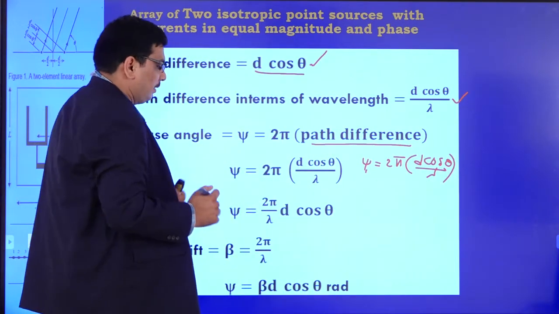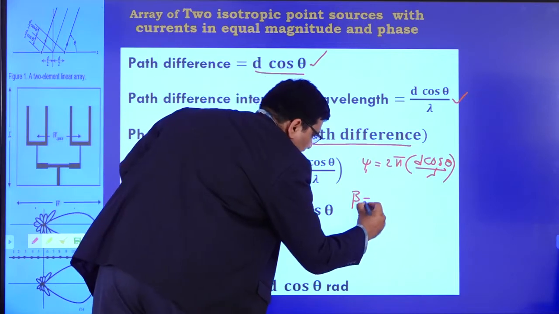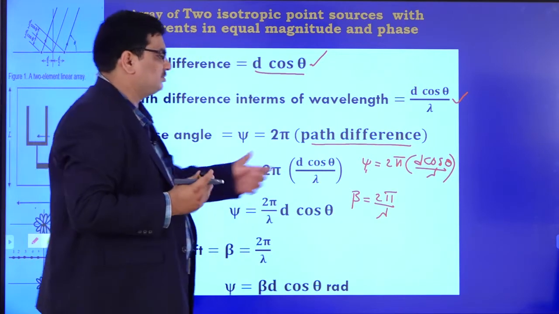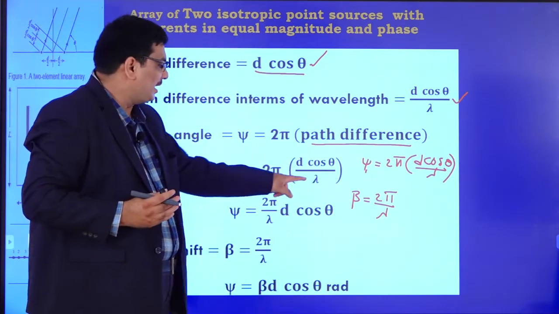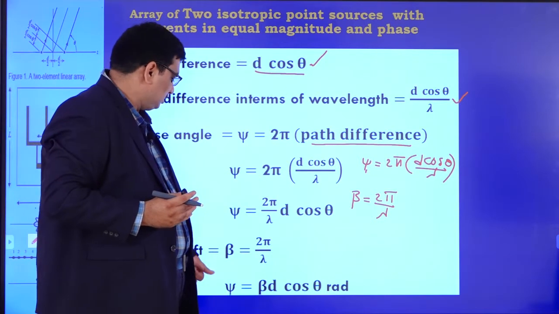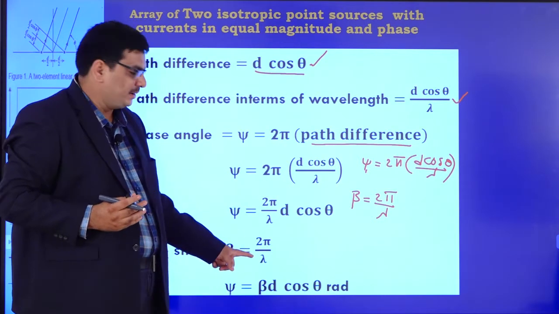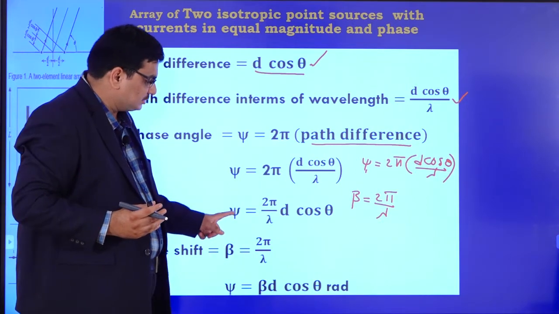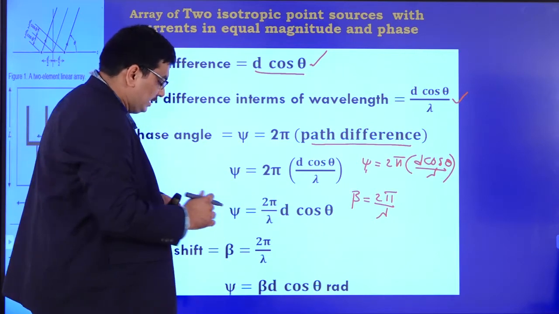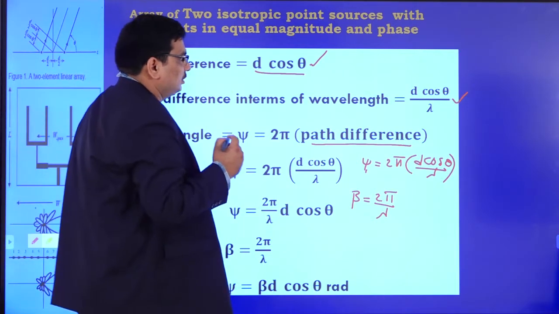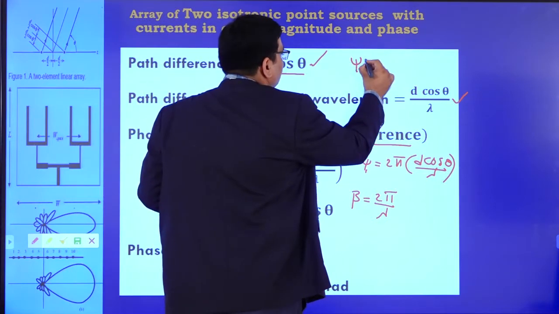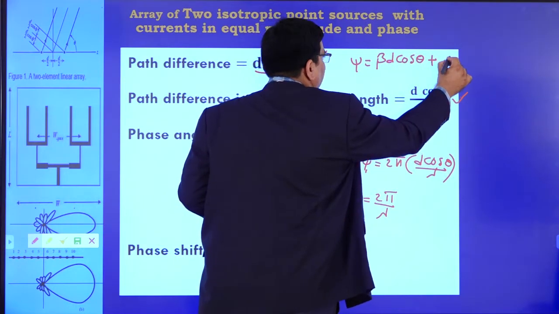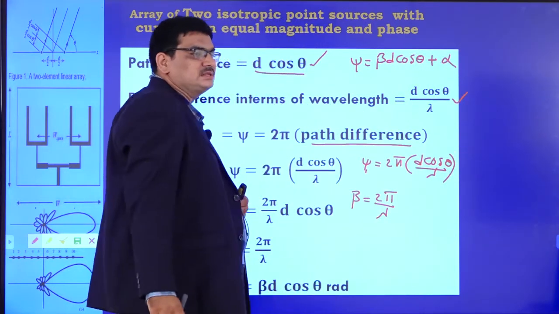So, we know that beta, that is the phase shift, is equal to 2 pi by lambda. From this equation we have taken this 2 pi by lambda outside. So, beta is equal to 2 pi by lambda, and psi is equal to beta d cos theta in radians. But we know that actual psi is equal to beta d cos theta plus an additional phase alpha.